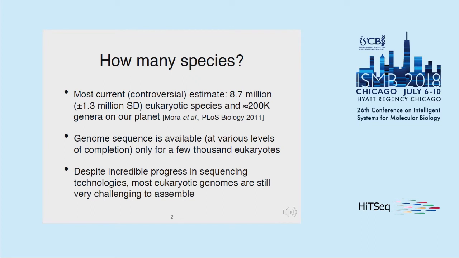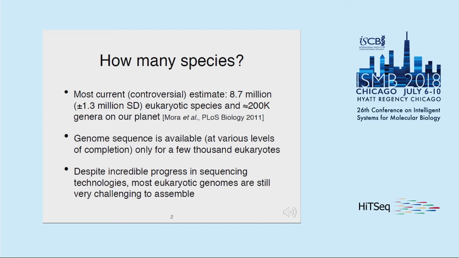So first of all, let's have a look at the background of this problem. Some studies show that there are 8.7 million eukaryotic species and about 200,000 genera on our planet. Among all of those species, only a few thousand eukaryotes have genome sequence available. So it means at least until now, the de novo genome assembly problem is still very important.